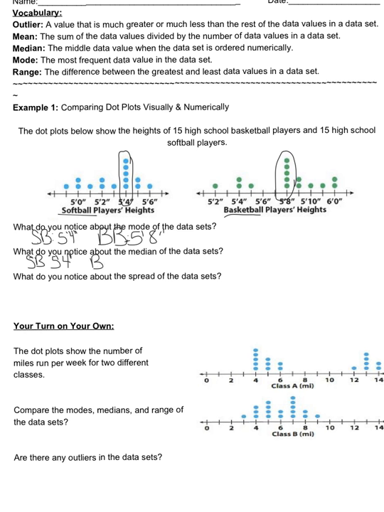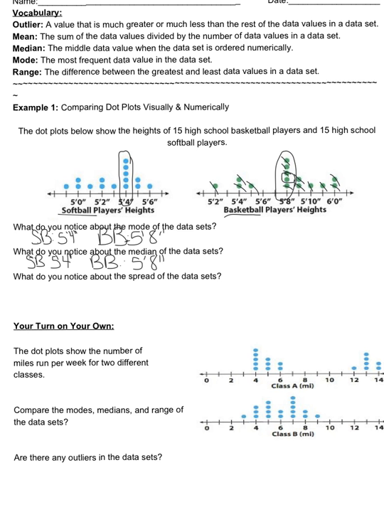And for basketball players, again, we're going to find the median. So starting with the low value and working our way in. And I like to cross off because it makes it easier for me to see where the median is. And it is this particular value right here, 5'8". So just like with the mode of the basketball players, the median is also 5'8".